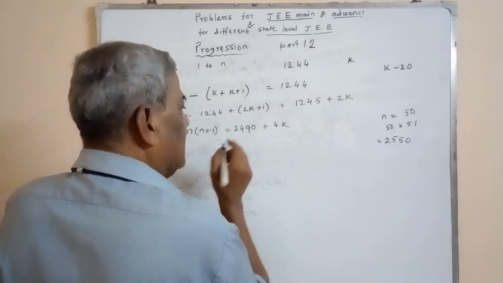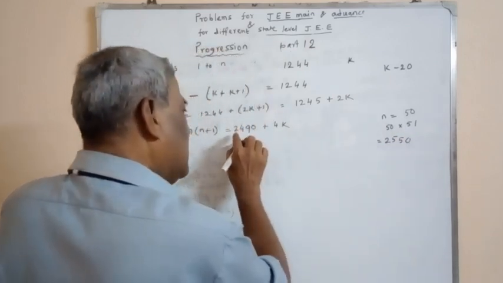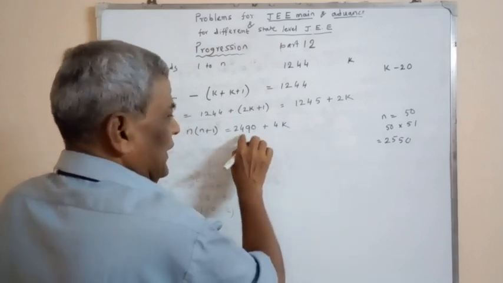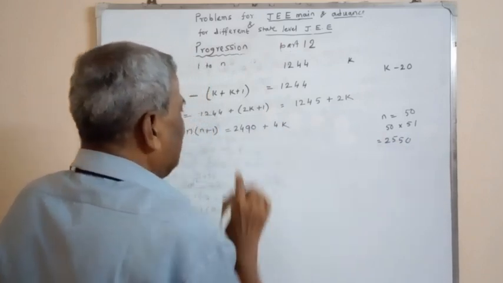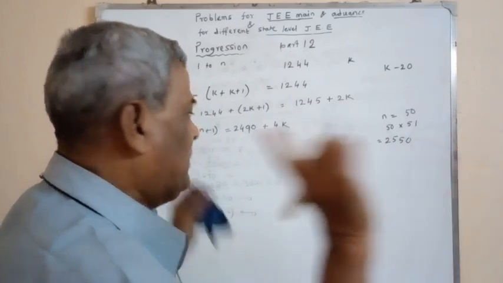So n is equal to 2550. So it is actually this plus that, so this one is greater than that. So the least n is surely 50.